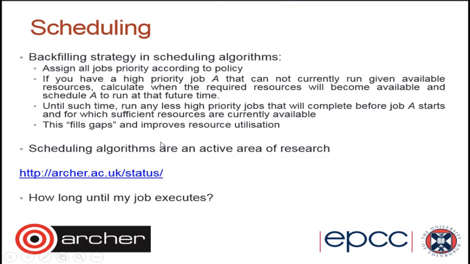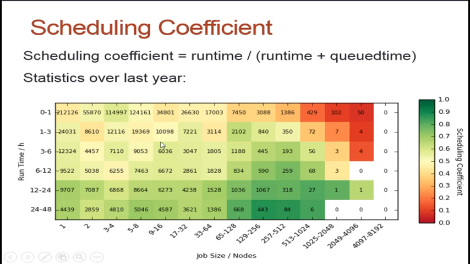Scheduling algorithms are complex and an active area of research. There's a status page on the Archer website, which gives you some information about the current status and historical status of the queues, which we can look at in the next slide. So the question is, how long does it take before my job executes?